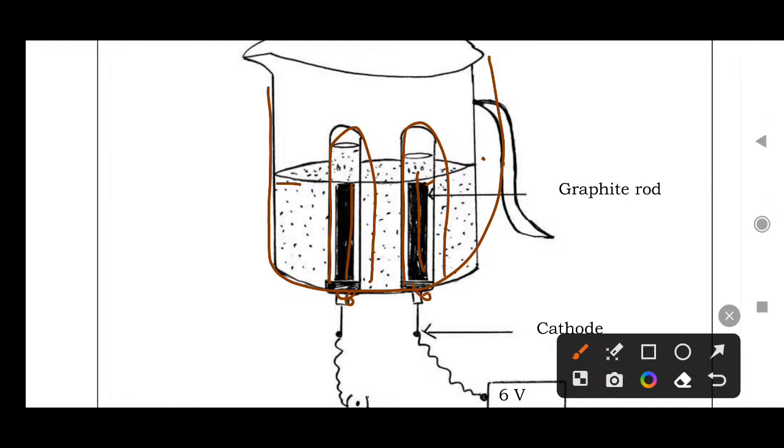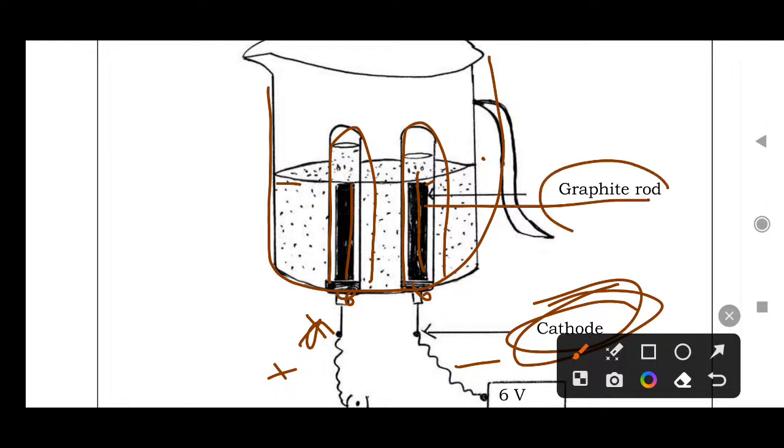Whatever the battery's negative end is, that's the cathode, and whatever the battery's positive end is, that's the anode. They asked to denote this cathode, and another part they asked is the graphite rod. In both test tubes we kept a graphite rod. Those are anodes and cathodes.